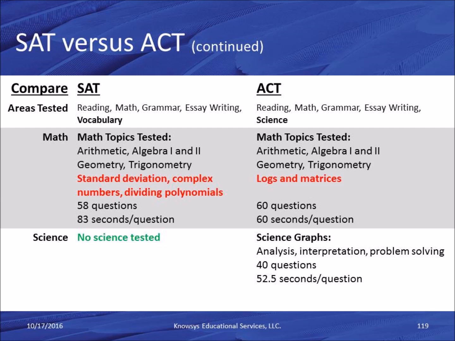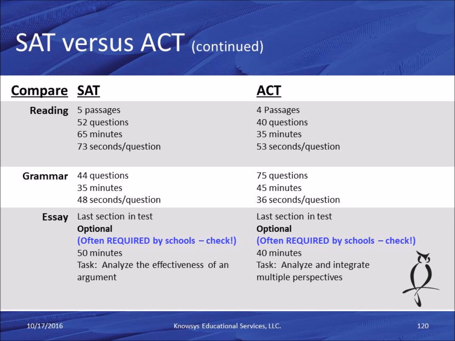interpretation of complex data. Okay, they both have reading comp, and the reading comp is always passages followed by questions. Here again, the big difference is the SAT has 73 seconds per question, ACT only has 53 seconds per question. So that includes the time to read, and they both have basically the same number of words in a test, so relatively there's a lot more time on the SAT than the ACT.